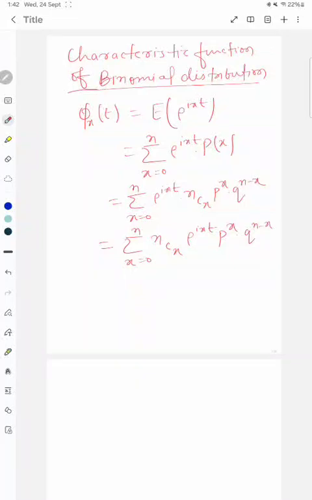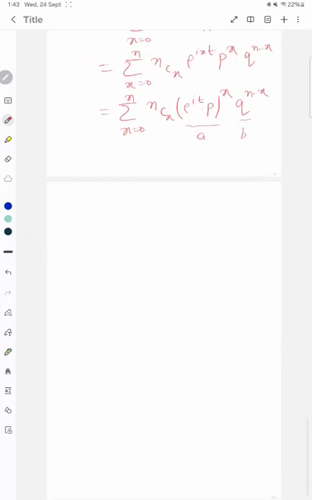Minus x. Now summation 0 to n nCx, and we will write here p power x and q power n minus x. Now this is a and this is the b. Then we'll use the binomial expansion formulas.